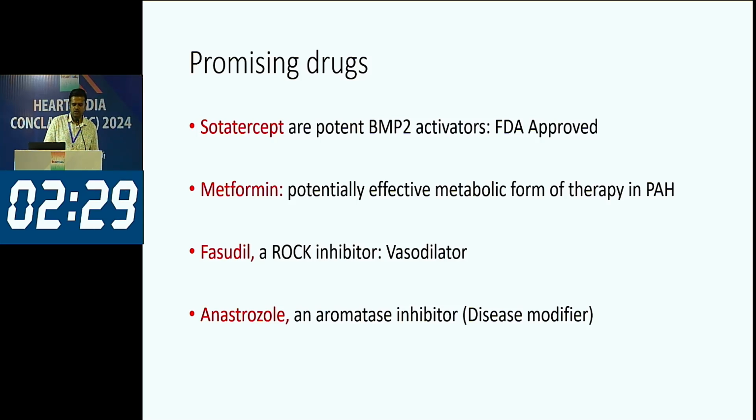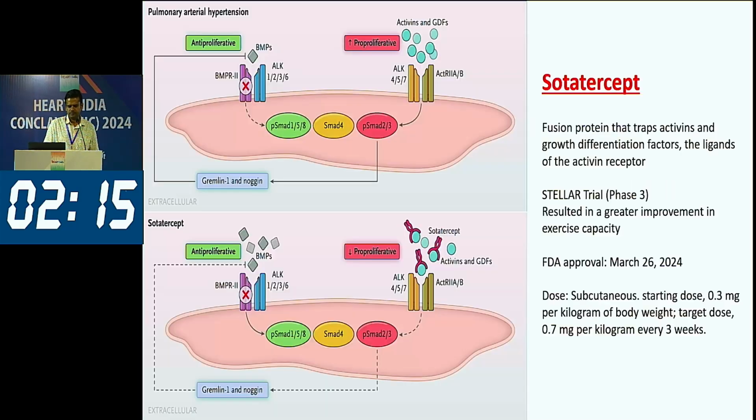Some newer drugs in this group, recently sotatercept has been approved by FDA this year, and the next promising drug is metformin, which has also shown very good results in the recent trials. Fasudil and anastrozole are still under investigation.